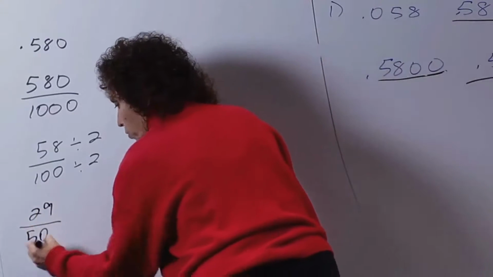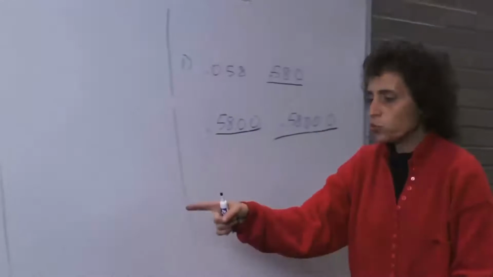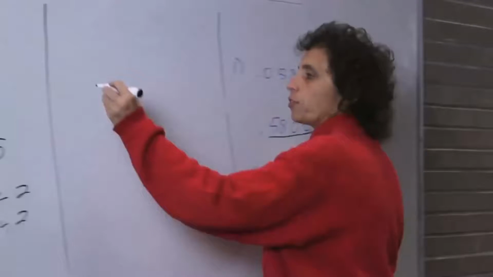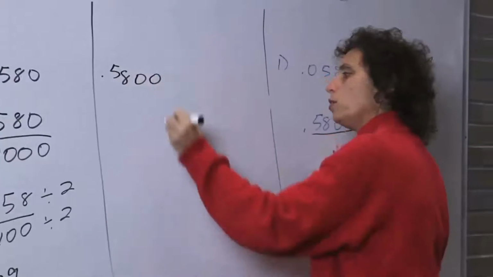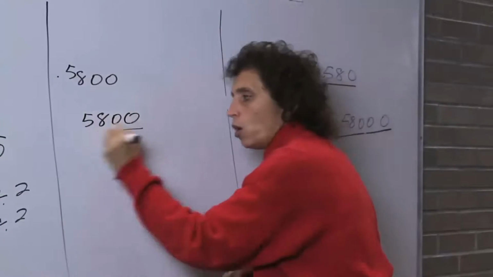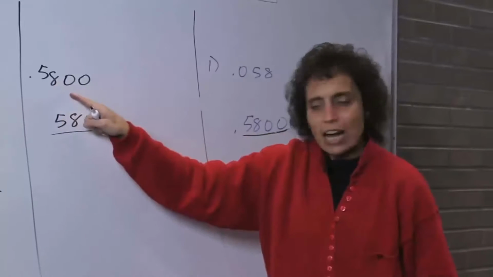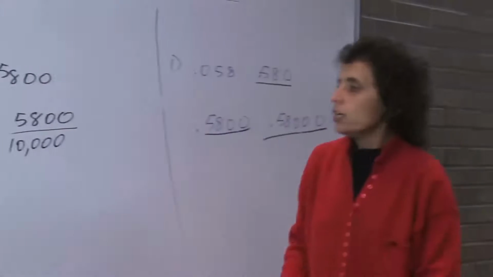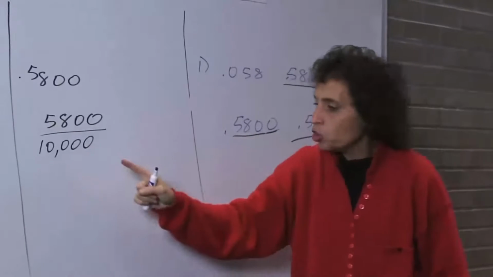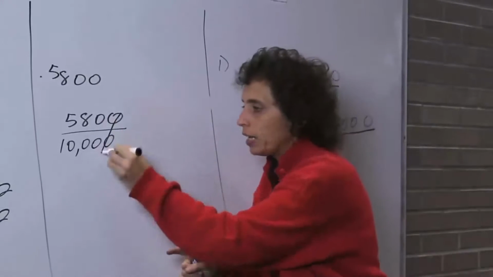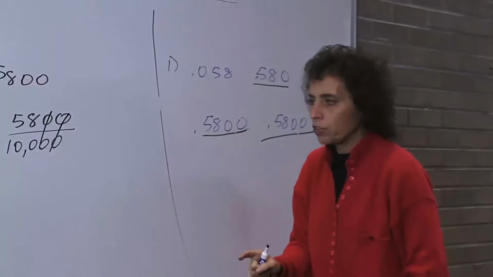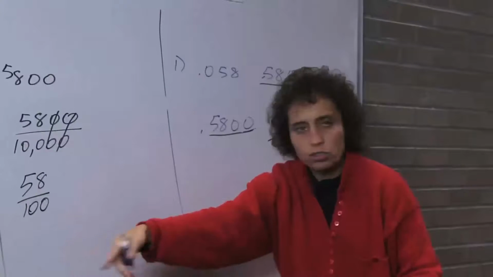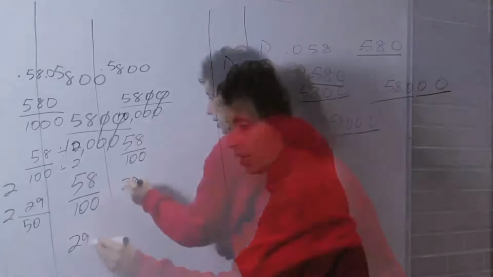29 over 50. If that's 29 over 50, all of these are going to reduce to 29 over 50. Let's take a look. 0.5800 is 5800 over tens, hundreds, thousands, 10,000ths. First thing I'm going to do is divide by 100 on the top and 100 on the bottom. That will take out 2 zeros. I don't even have to go any further because 58 over 100 obviously reduces to 29 over 50. Already did that.